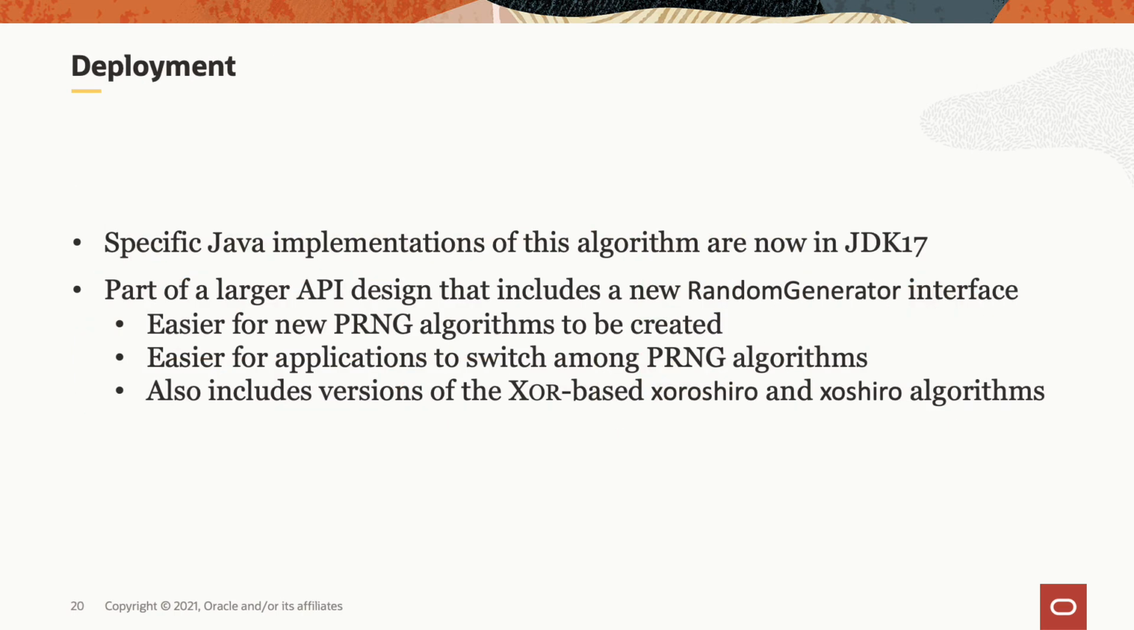A Java implementation of this algorithm has already been deployed in JDK 17, and this is part of a larger API design that includes a new random generator interface, which we expect to make it easier for new PRNG algorithms to be created, and also to make it easier for applications to switch among PRNG algorithms. In addition to members of the LXM family of algorithms, this JDK 17 update also includes versions of the XOR-based algorithms Xoroshiro and Xoshiro.